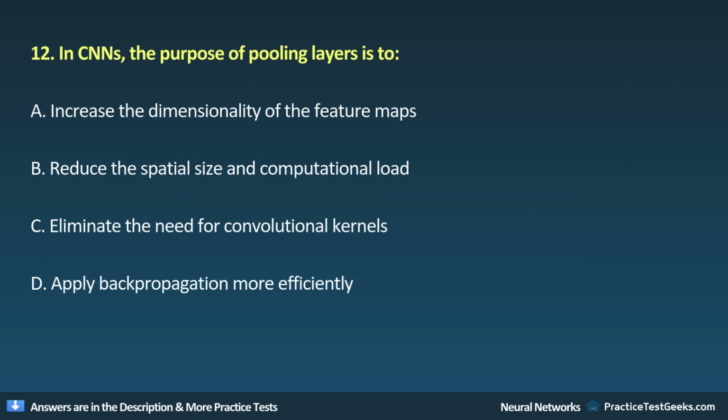12. In CNNs, the purpose of pooling layers is to A. Increase the dimensionality of the feature maps. B. Reduce the spatial size and computational load. C. Eliminate the need for convolutional kernels. D. Apply backpropagation more efficiently.